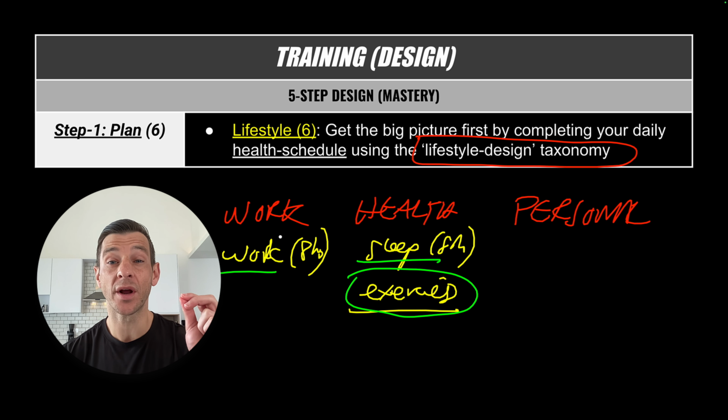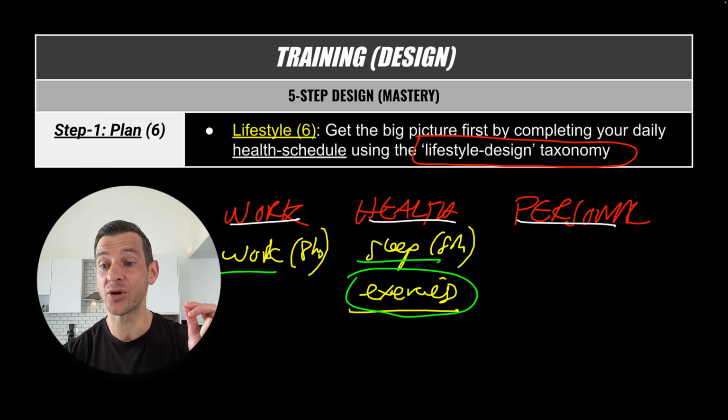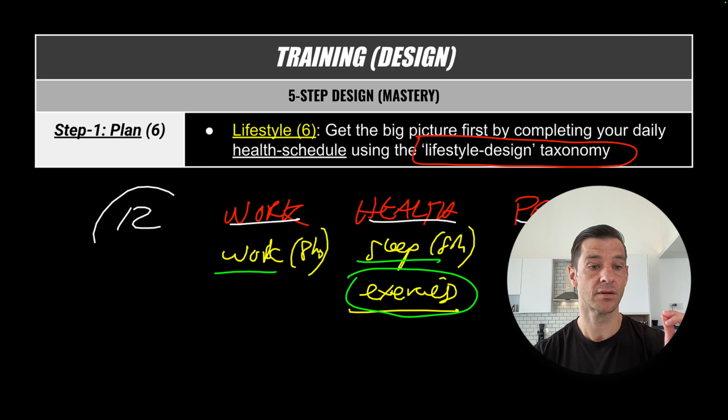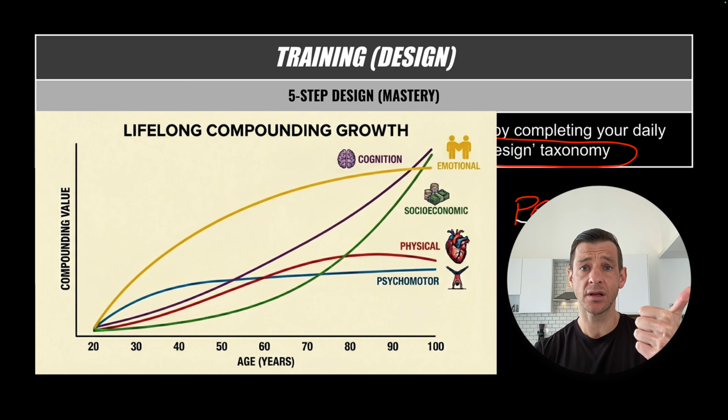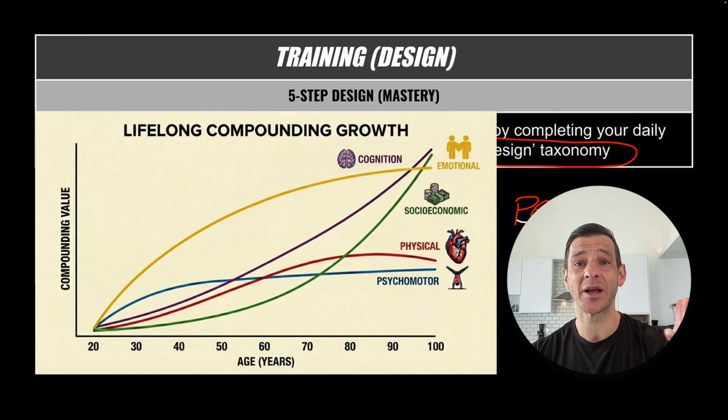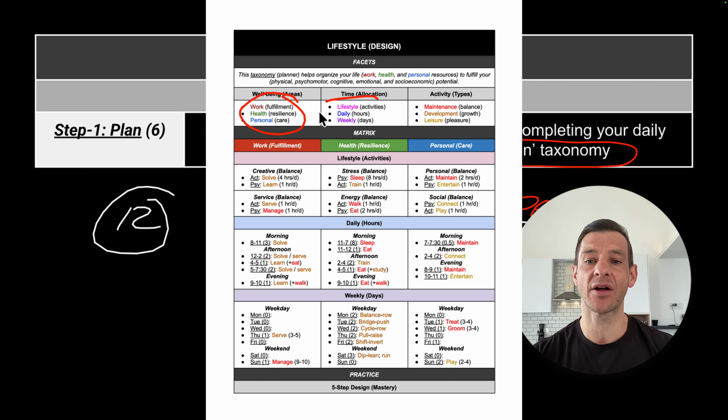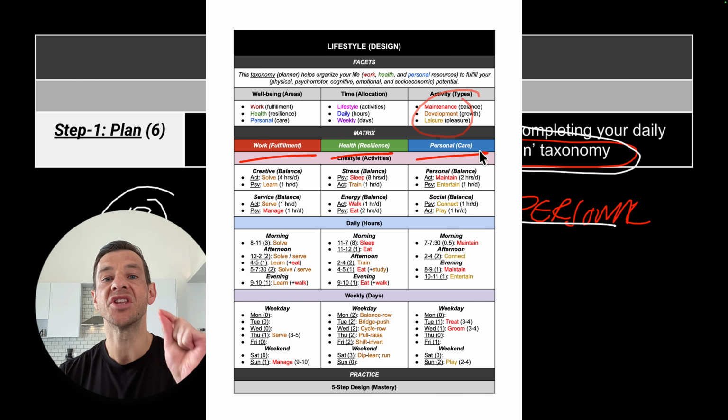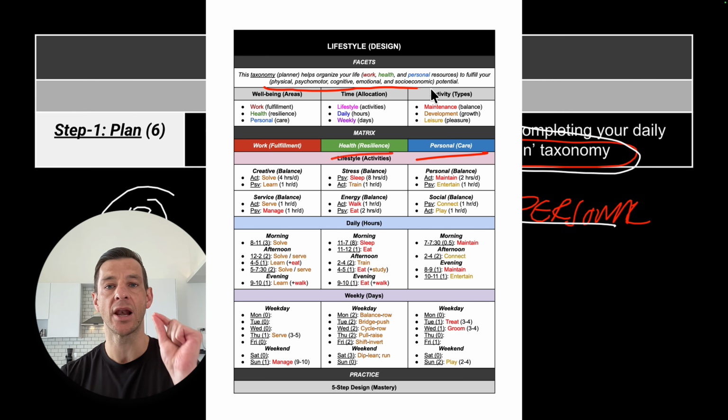If you want to learn how to organize your work, health, and personal activities, there are 12 of them, in a way that will help you fulfill your physical, psychomotor, cognitive, emotional, and socioeconomic potential, then make sure to check out the Lifestyle Design Taxonomy video series, because there you'll learn the art and science of time allocation.